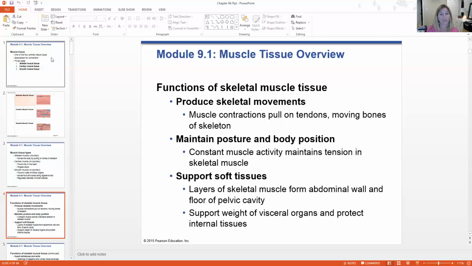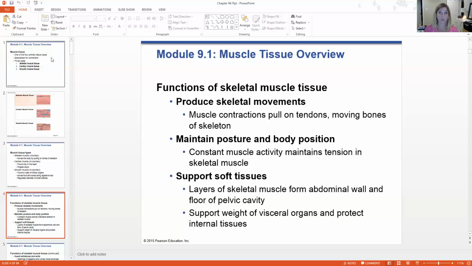So let's talk about the functions of skeletal muscle tissue. It's not just there for movement. That's our big obvious answer, right? Movement. But it's also there to maintain our body position. As I'm sitting here in this chair right now, the extensor muscles in my back are working to hold my back up. Otherwise, I'd be slumping over like this, which sometimes I do, but try to keep up.